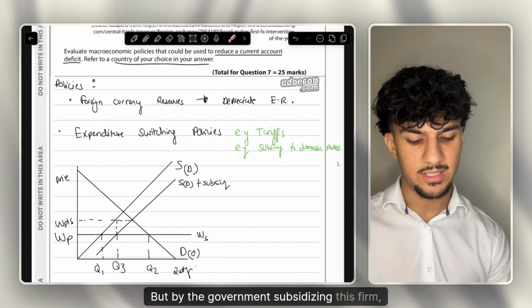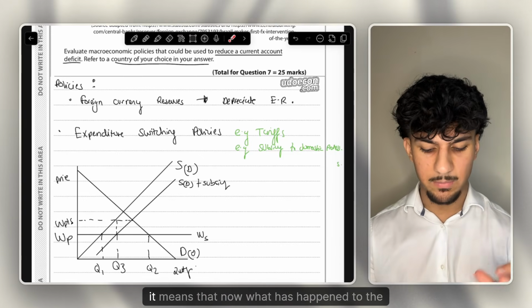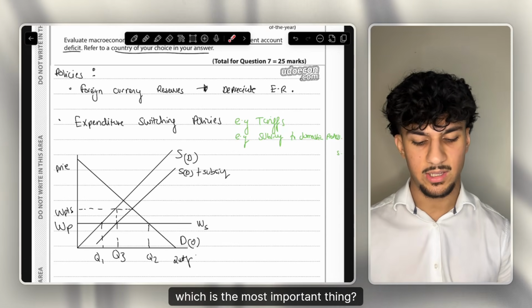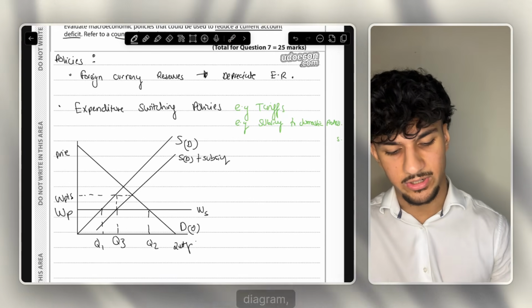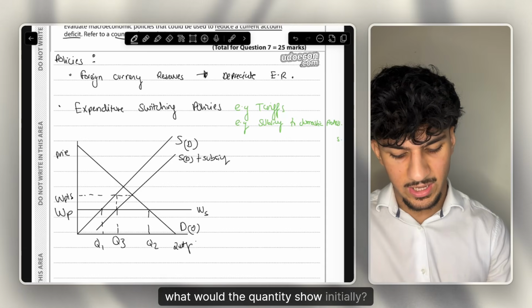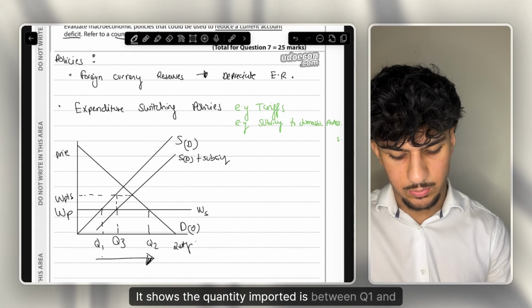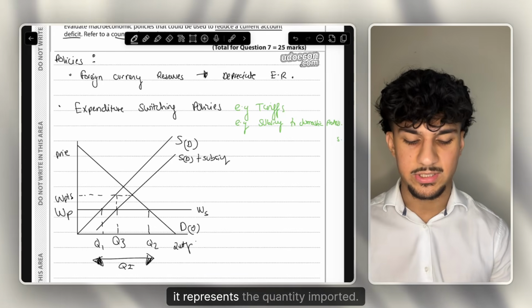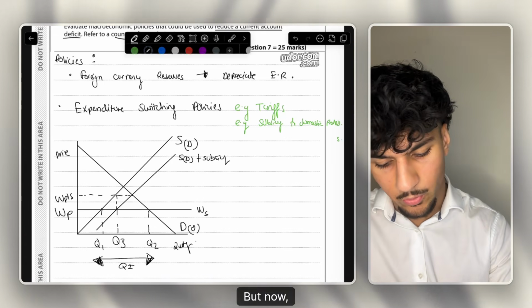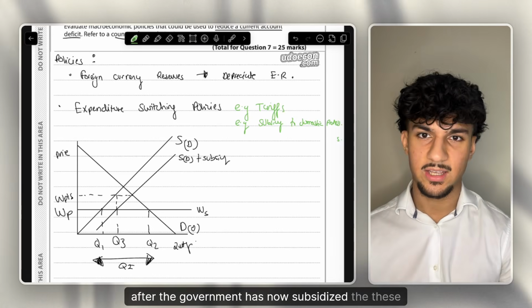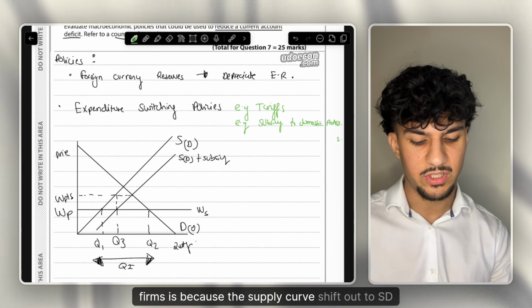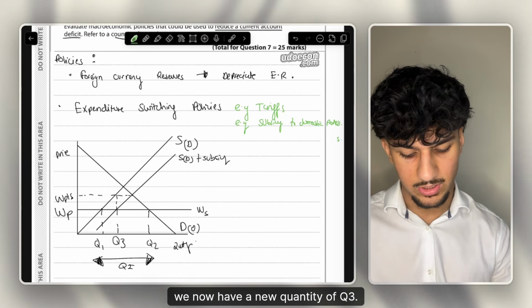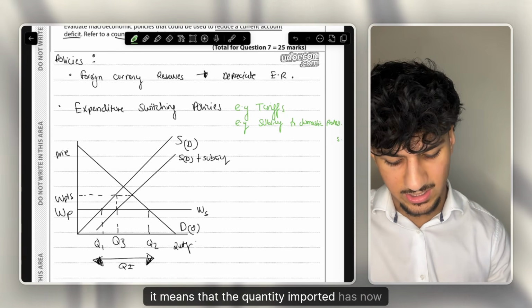But by the government subsidizing these firms, what has happened to the quantities is the most important thing. If you look at this as a classic trade diagram, what would the quantity show? Initially, the quantity imported is between Q1 and Q2. Just like we would label on a tariff diagram, it represents the quantity imported. But now, after the government has subsidized these firms, the supply curve has shifted out to SD plus subsidy, and we now have a new quantity of Q3. Therefore, the quantity imported has decreased.